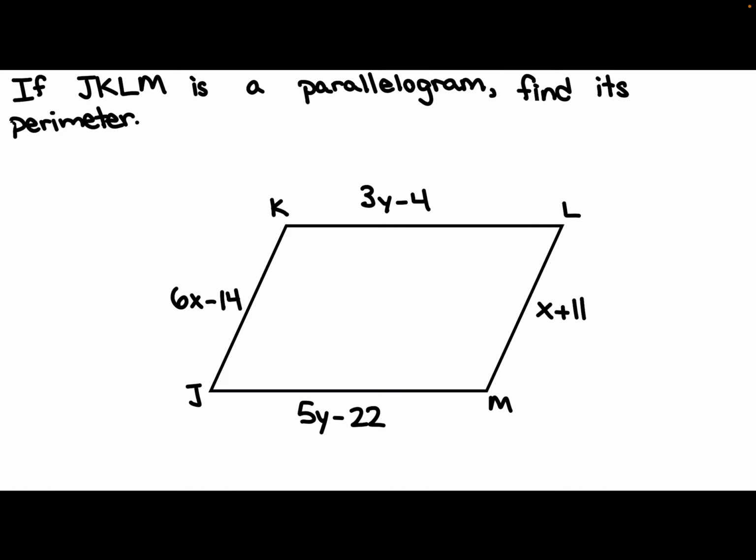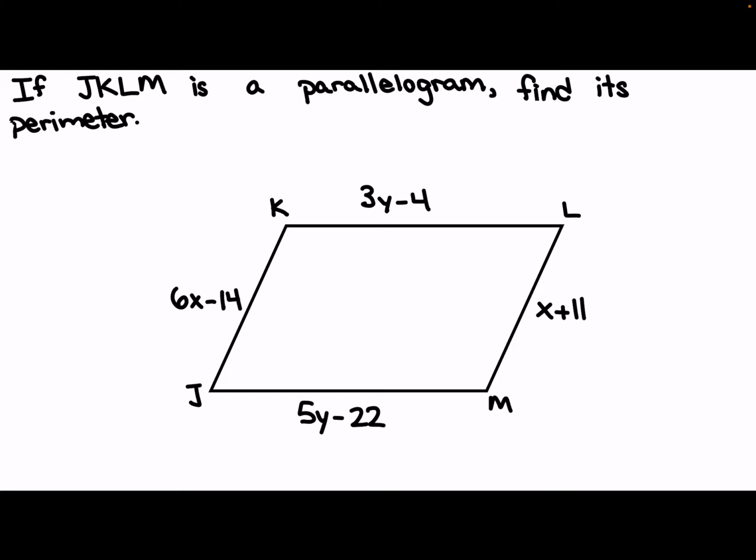So, if JKLM is a parallelogram, find its perimeter. To get started, we're going to use our properties of parallelograms, kites, and trapezoids in order to solve each of these problems today. As we solve each problem, keep track of which property we're using, and make sure you're drawing on the picture itself because that will help out quite a bit.